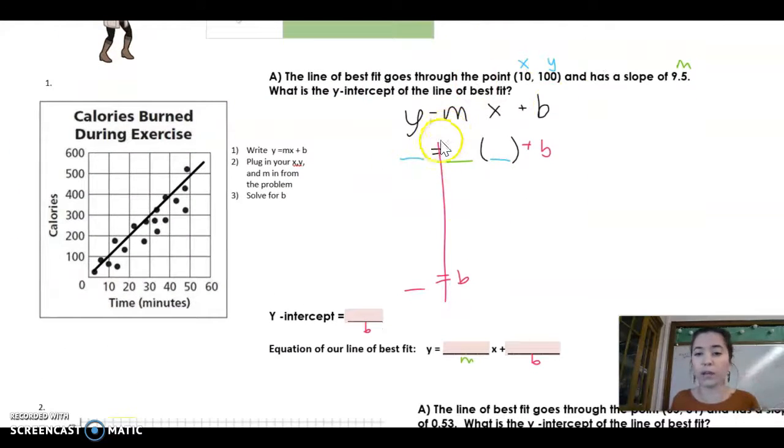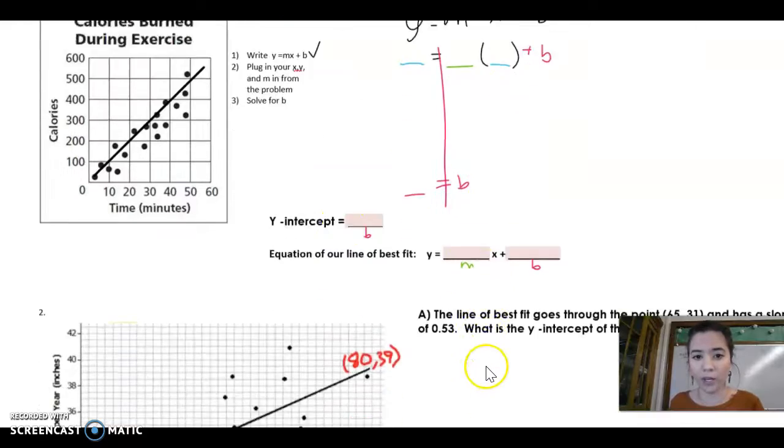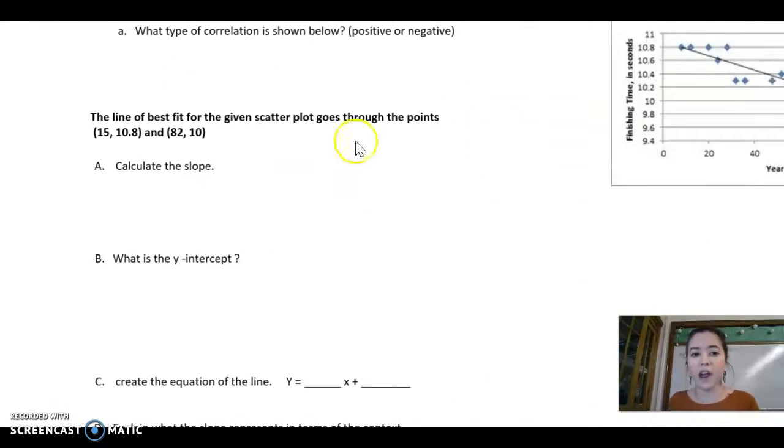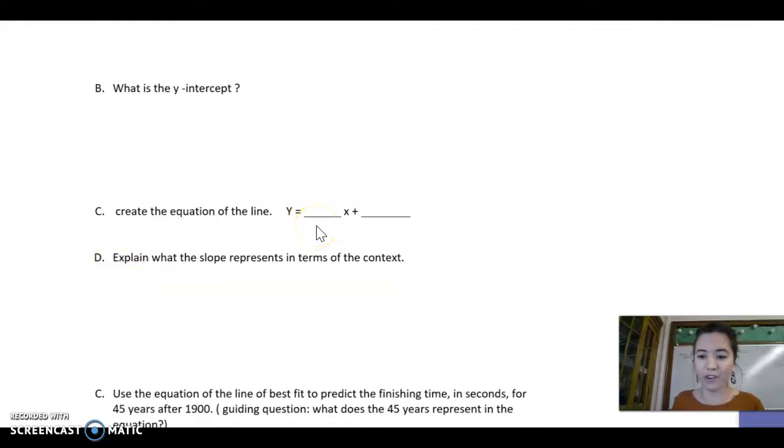So I have the first one. I have some hints here. So we have our equation already written out. Check. So you're going to plug in your x, your y, and your m from the problem down here. You're going to solve for b. What's your y-intercept? Write your equation. And then again, again, again. And then this one is a little bit trickier. You're going to calculate the slope, then the y-intercept, then create the equation.